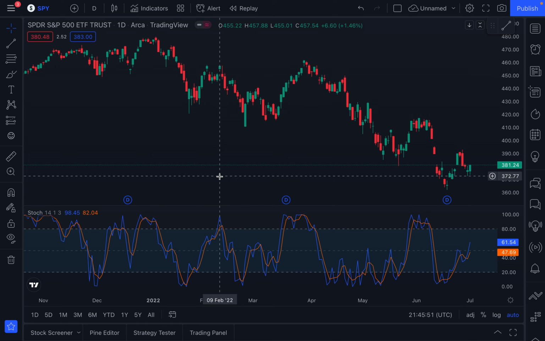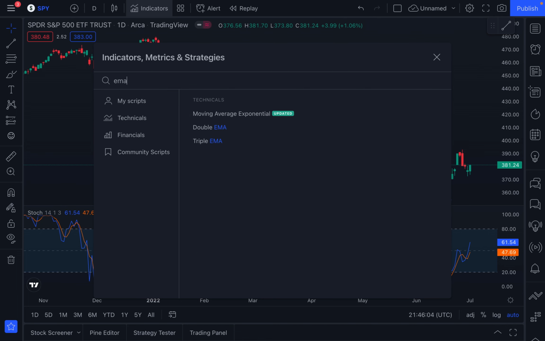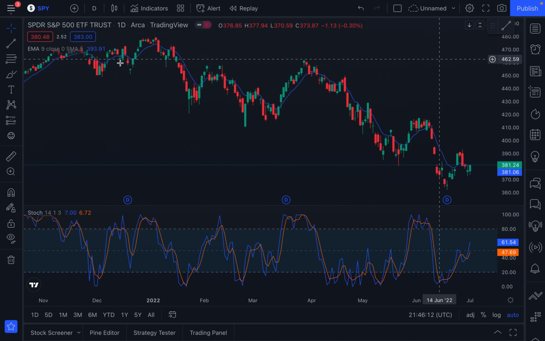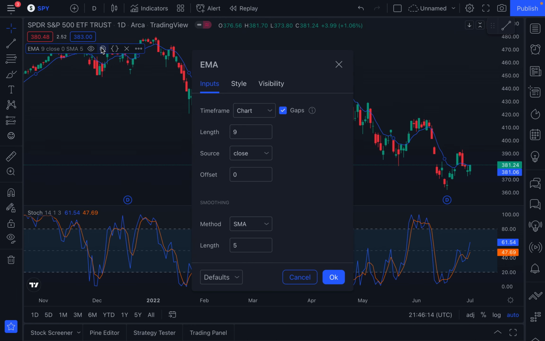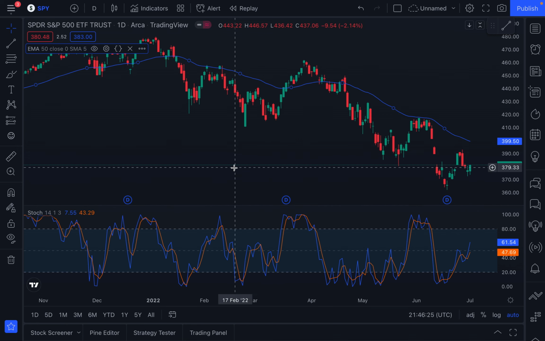The way we can do this is by adding an EMA, the exponential moving average. I'm going to use the 50 EMA line. So we go back to our indicators, search for EMA, and under technicals we see moving average exponential. Click on this and it will add it to our chart. Then we can change the settings and change the length to 50. I like to use 50 for this one, but you might want to modify that and test different things out.